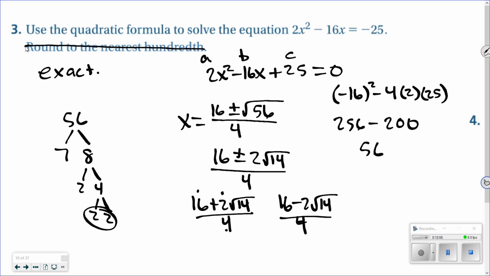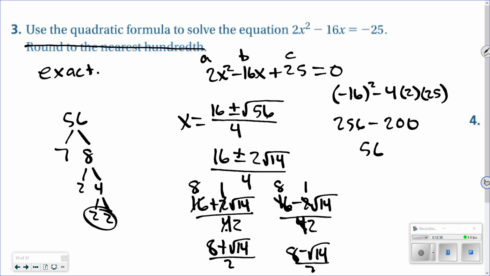So on top, you can take a 2 out of the 16 and 2, so it looks like this. A 2 out of that would be 8, a 2 out of that would be 1, and a 2 out of that would be 2. So I end up with 8 plus the square root of 14 over 2. Same thing over here, you can take a 2 out of all of those. So 8, 1, and 2. So you end up with 8 minus the square root of 14 over 2. So there's my two answers. I'm okay if you want to just leave it like this, but take the 2 out.